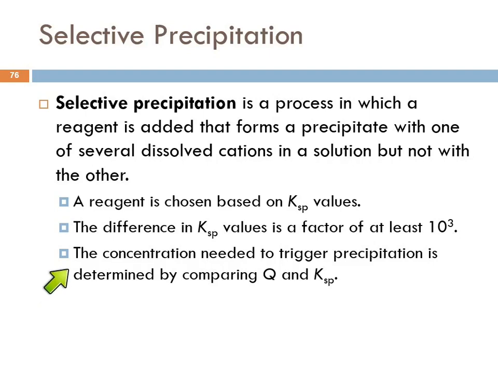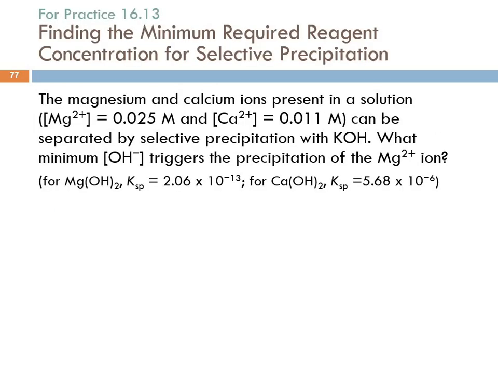The concentration needed to trigger the precipitation is determined by comparing Q and KSP. So a calculation very similar to what we just did. So let's do an example. We've got a solution that has a magnesium ion concentration of 0.025 molar and a calcium ion concentration of 0.011 molar. These ions can be separated by selective precipitation with potassium hydroxide. And the question is, what minimum hydroxide ion concentration will trigger the precipitation of the magnesium ion?